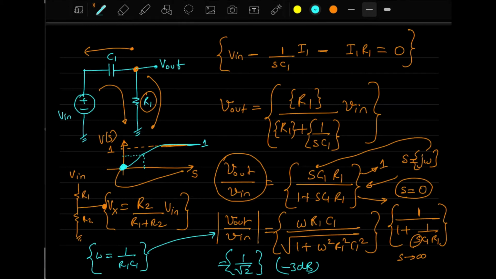So at this point you have 1 over root 2. And this is your 3 dB point, where the voltage gain falls to 1 over root 2. And this value is actually governed by 1 over R1 C1. So if you change the value of R1, or C1, or both, or keep one fixed and change the other, the 3 dB value of this particular filter will change accordingly. So this is the 3 dB frequency for this particular filter.